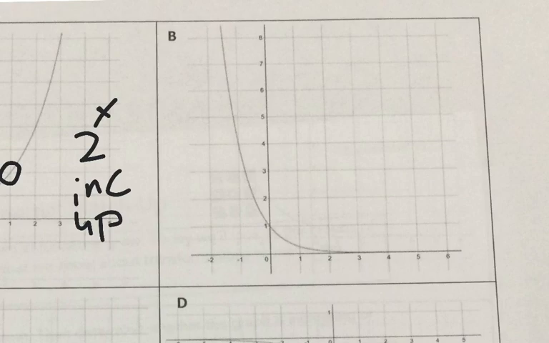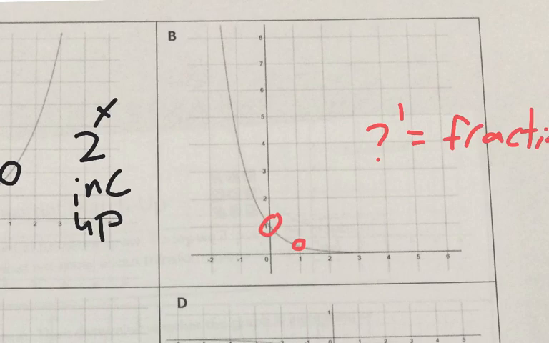So if I look at B, again, the y-intercept is 1. And now what am I getting if I raise it to the first power? It's going to be something raised to the first power. I don't know exactly what that is. It's some kind of fraction. It looks like it's less than a half. You with me?